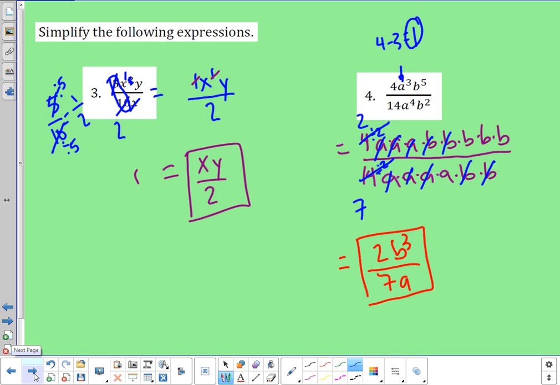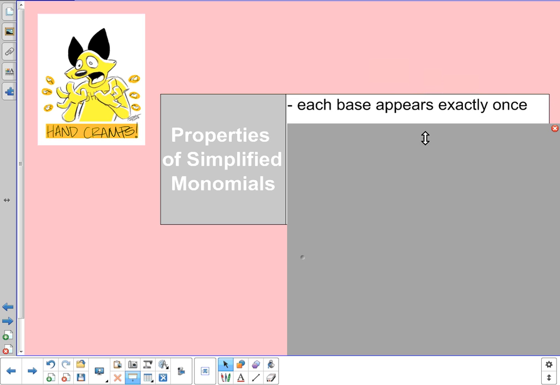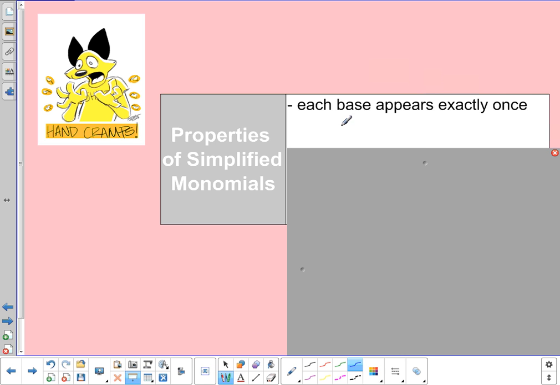So let's just run through our checklist again, our simplified monomials. Our checklist that we talked about before, I think we talked about it with multiplying, but anyways, our properties of simplified monomials, we have 3 properties that we need to worry about here. The first one is each base appears exactly 1 time, and that's really important, especially for the variables. So each variable only once.